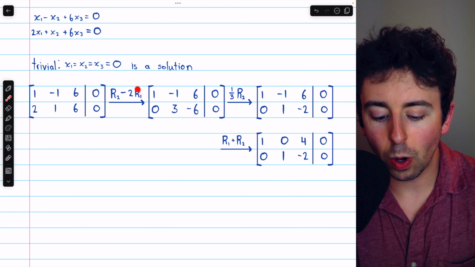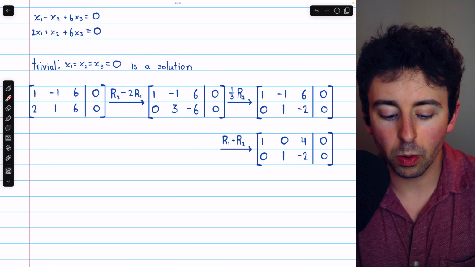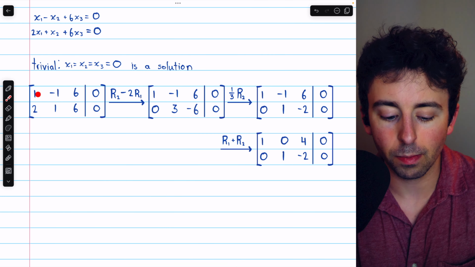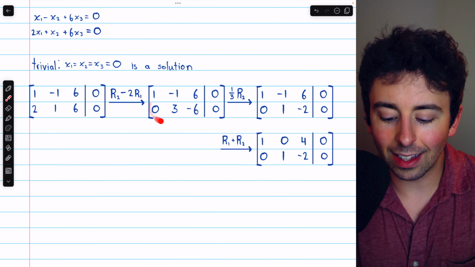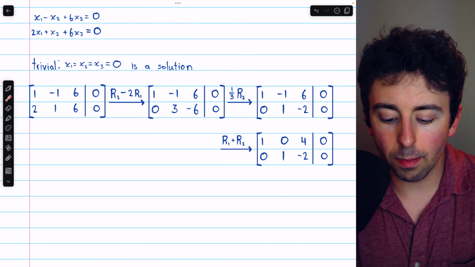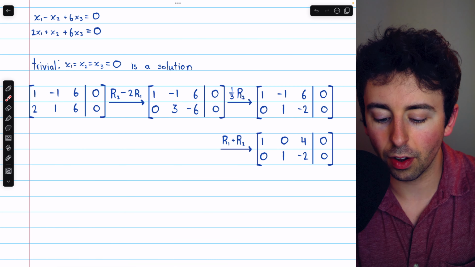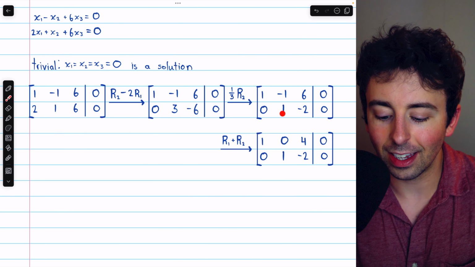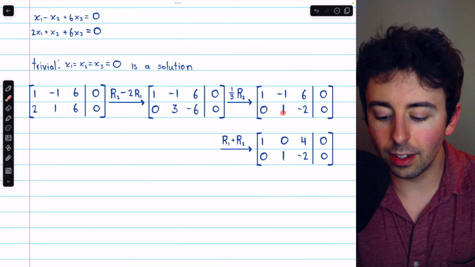We begin by subtracting 2 copies of row 1 from row 2, so that this becomes a 0 below that leading 1. That gets us here. Then we can multiply row 2 by 1/3, so this leading entry becomes a positive 1. And that gets us here. This is now in row echelon form. Then we just want to eliminate this entry above that leading 1 to get it in reduced row echelon form. To do that, we add row 2 to row 1. So that -1 is now a 0.